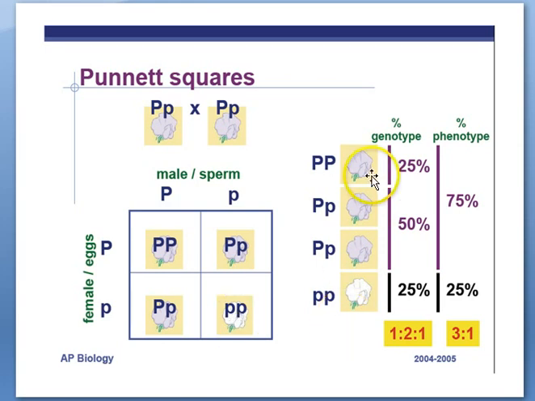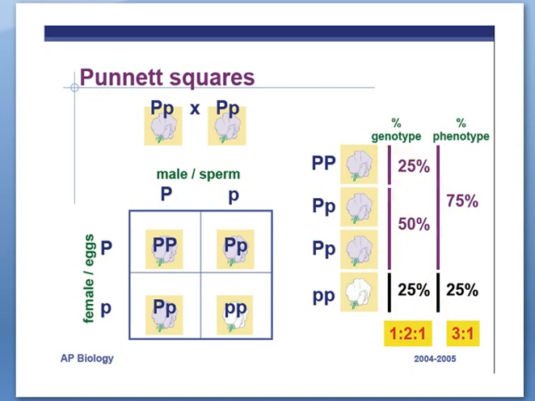Over here we have the ratio. We have genotype, 25%, or 1 out of 4, which is going to be big P, big P. We have 2 out of 4, 1, 2, big P, little p, 2 out of 4 is 50% genotype possibility for big P, little p. And then we only have 1 out of 4 being little p, little p. And 1 out of 4 is 25%. That gives us a ratio of 1 big P, big P for every 2 big P, little p for every 1 little p, little p. Now these are just possibilities.